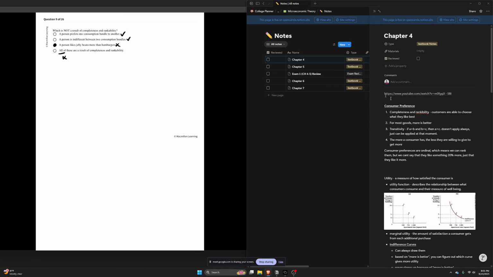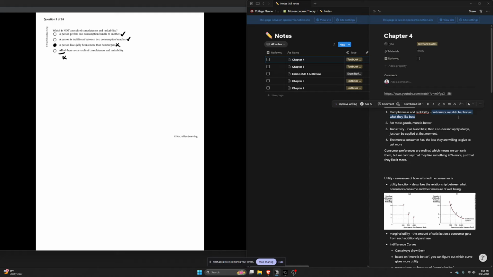So again, back over here to our rules of consumer preference. Customers are able to choose what they like best, right? So a person prefers one consumption bundle to another. Yep, they can choose what they like best. That's good. A person is indifferent between the two consumption choices. That's fine. They can be indifferent.